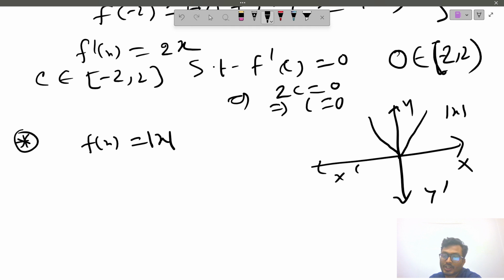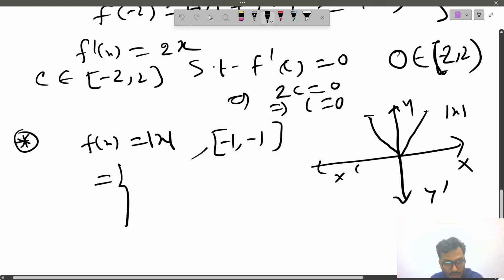Clearly we can see that if we take some interval like -1 to 1, the function is continuous. Why continuous? We can see from the figure also. So it is x when x is greater than or equal to 0, and minus x when x is less than or equal to 0.